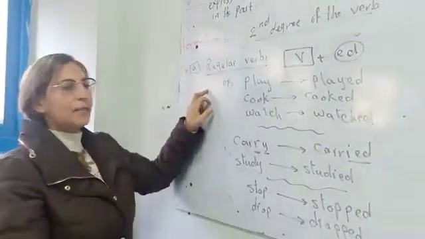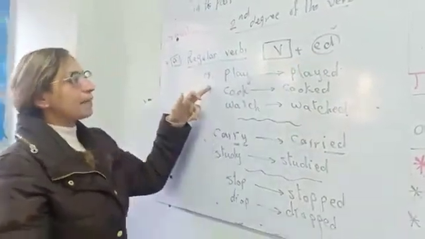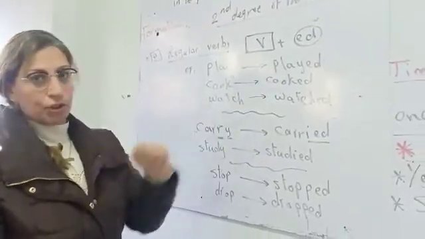In the regular verbs, as you see here, we just add ed at the end of the verb. We have some examples here. Play, played. Cook, cooked. Watch, watched.